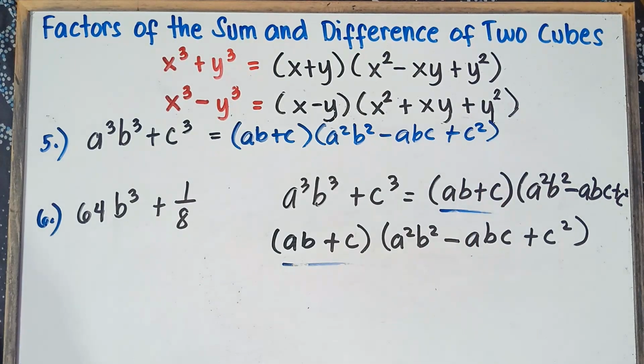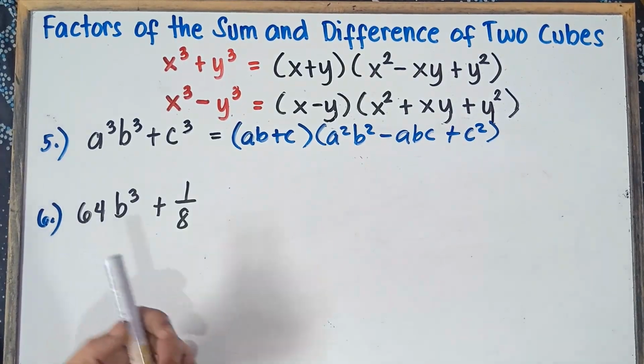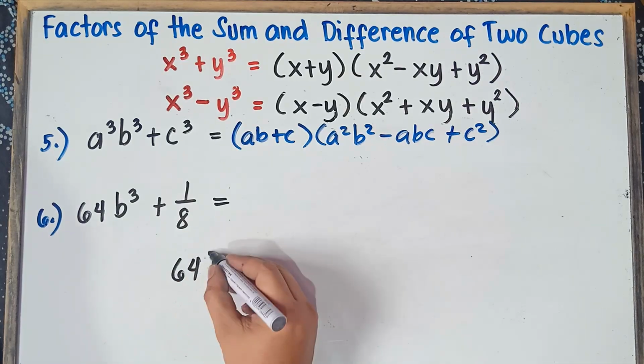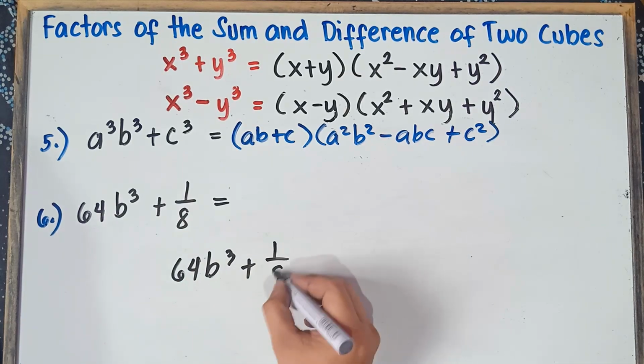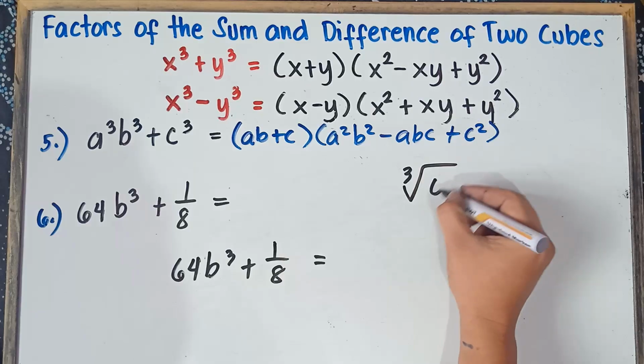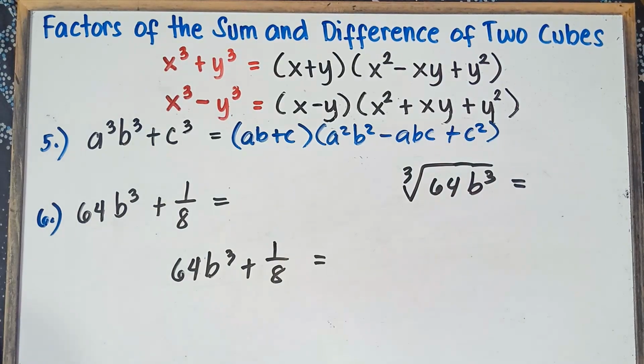All set. Alright, so last example, class, example number 6. Alright, so first step, so let me just copy this one. First step, get the cube root of the first term. So the cube root of 64, b cubed. What will be the cube root of 64, class?